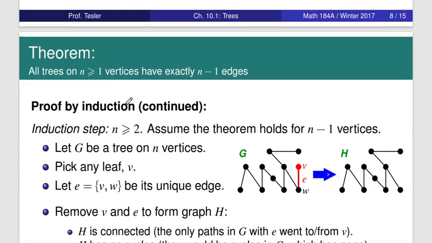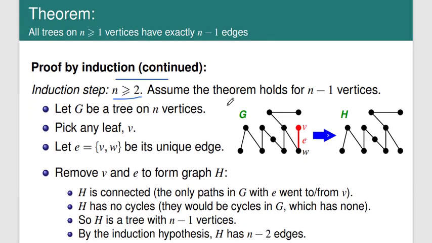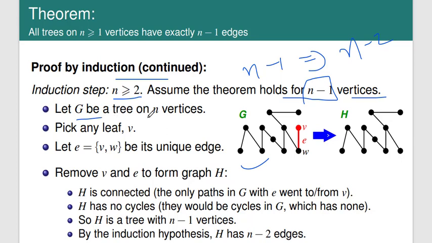Let's now find the second step: for n greater than or equal to 2, assume that the theory holds for n minus 1 vertices. In induction we have to assume that for n minus 1 vertices this theorem is true. So for n minus 1 vertices we have n minus 2 edges. Let G be a tree of n vertices. Now pick any leaf. Let's assume we have picked this leaf V. Leaf means degree of vertex is 1, and let E, with V and W, be its unique edge. Only one edge. Now remove V and E from the graph to get H. Okay, we make a subgraph H.